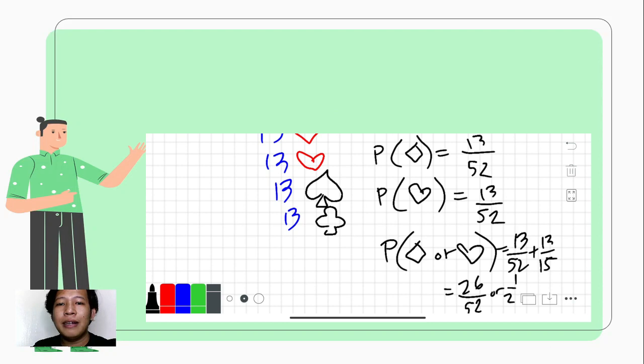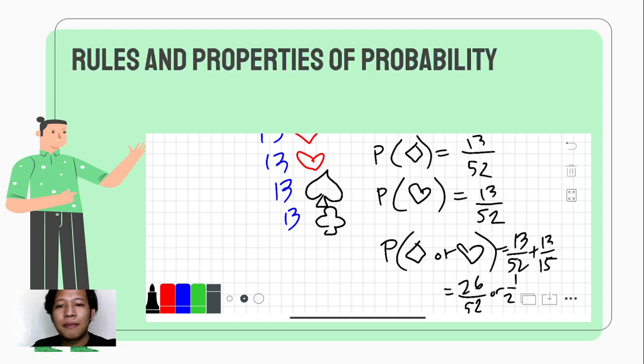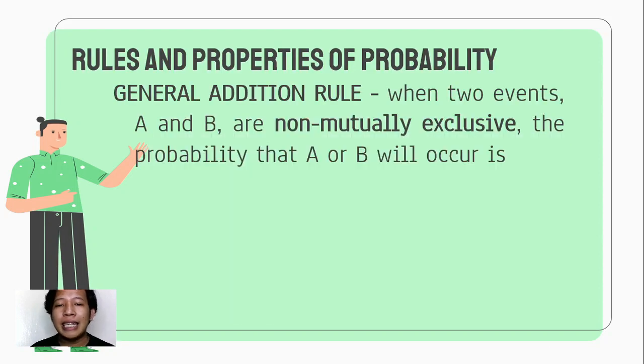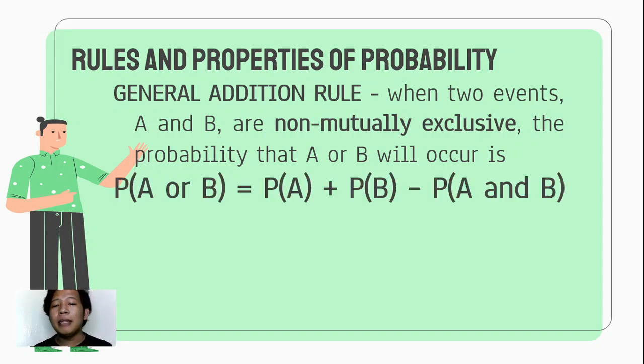Let us have the other rule. Let us have the general addition rule. When we say general addition rule, when two events, A and B, are non-mutually exclusive events, the probability that A or B will occur is probability of A or B such that equals the probability of A plus the probability of B minus the probability of A and B.